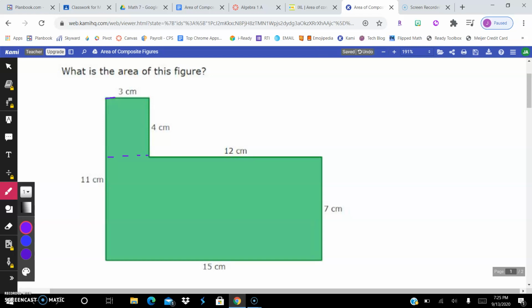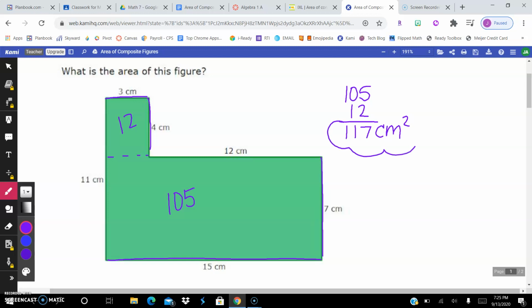That little rectangle then, it would be 3 centimeters by 4 centimeters. So that would be 12 centimeters for the area. Then this large rectangle at the bottom is 7 by 15. And if I do 7 times 15, I would get 105 centimeters squared. So then to find this shape's total area, I would add those two together. It would be 117 centimeters squared, because remember, we're finding area, so we have to square it. It's a two-dimensional shape. So that's one way to do it.